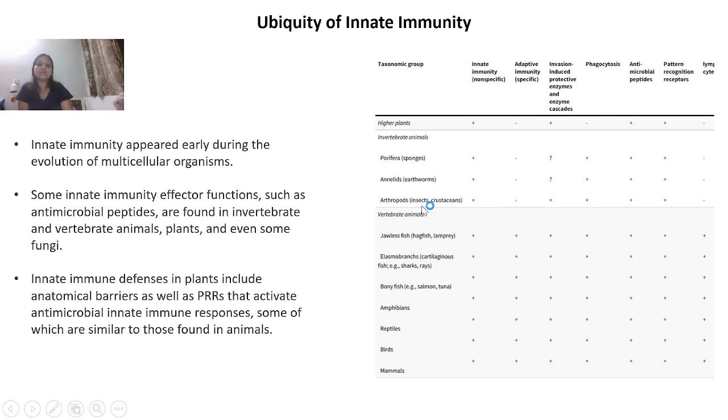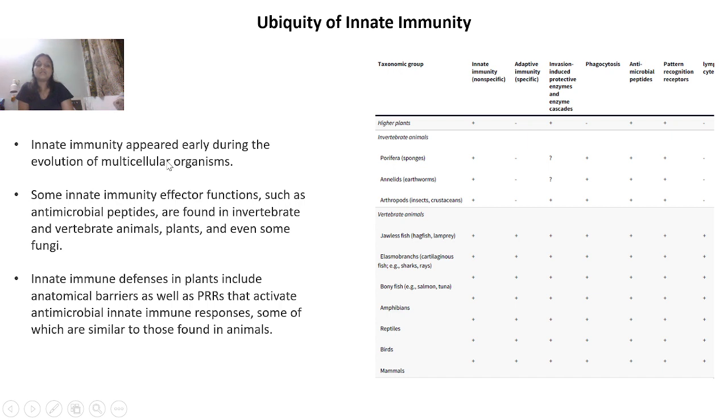However, when you go to the invertebrate animals, in the case of arthropods, innate immunity is present, but no adaptive immunity and no lymphocytes. In annelids or earthworms, adaptive immunity is also not present. It is not known whether they produce any enzymes, and lymphocytes are not present. In porifera, the sponges, it is a similar thing. In plants, adaptive immunity is again not present, but they have enzymes and enzyme signaling, though no phagocytosis and no lymphocytes.